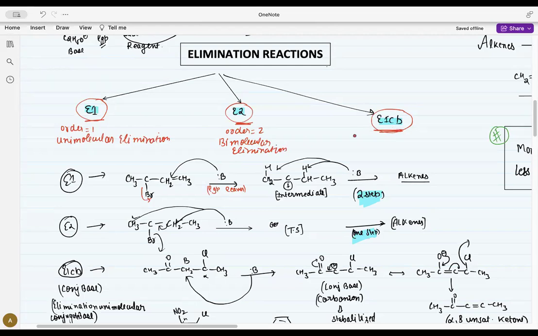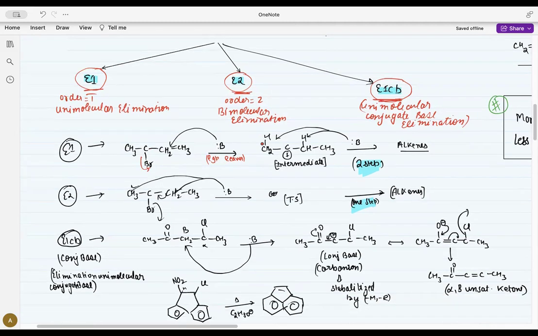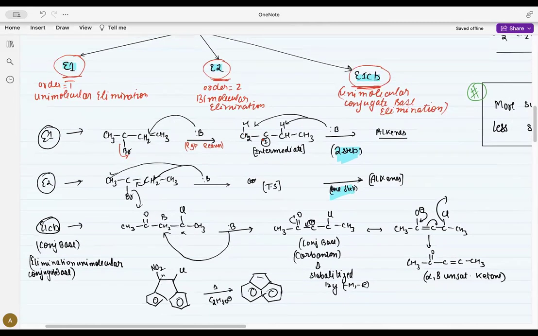And last one is E1CB. This is known as unimolecular conjugate base elimination. So the mechanism could be E1, E2, and E1CB. So we will understand today what is E1, what is E2, what is E1CB. Elimination कैसे करना है, how to do elimination, we will understand.